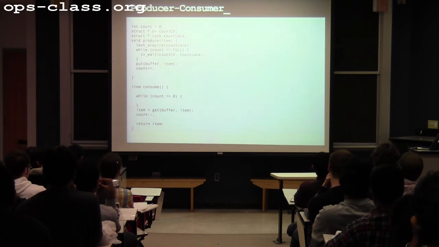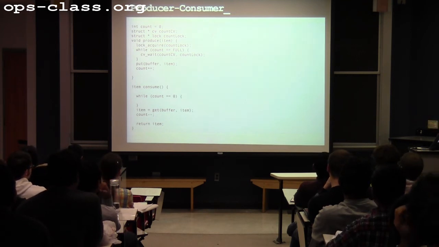Yeah, I'm going to call CV wait, right? So there's a condition I'm waiting on. The condition is the state of count, the variable count. And I'm passing in the count lock so that the CV wait call can drop the lock for me, and then when I wake up, reacquire the lock, right?